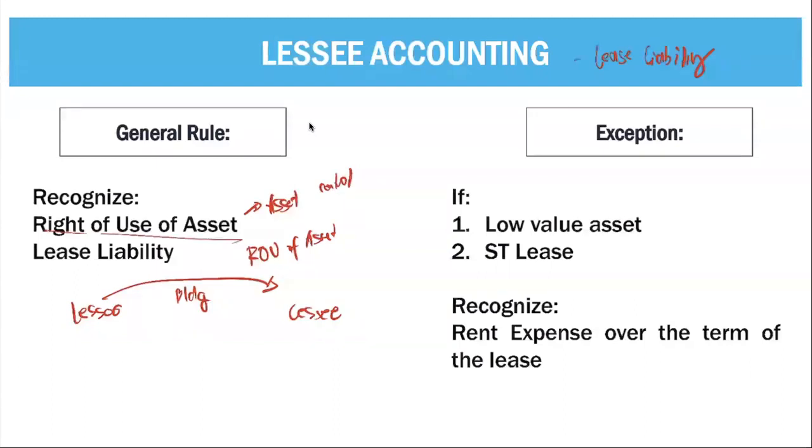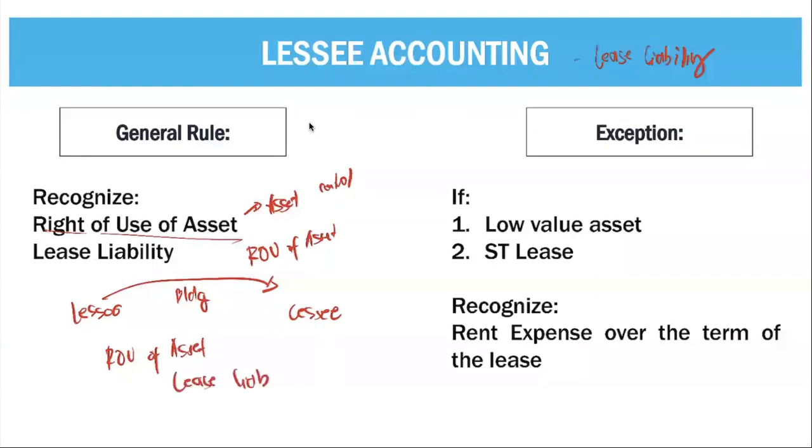The lessor will either remain it as a building in case it is an operating lease, or will remove it in case it is a finance lease. Later, we will go to your lessor. But what is important here is that you will not recognize it as a building, but you will recognize the property as a right-of-use asset. And then we have your lease liability. So in your lessee accounting, at the inception of the lease, we debit right-of-use asset and we credit lease liability.